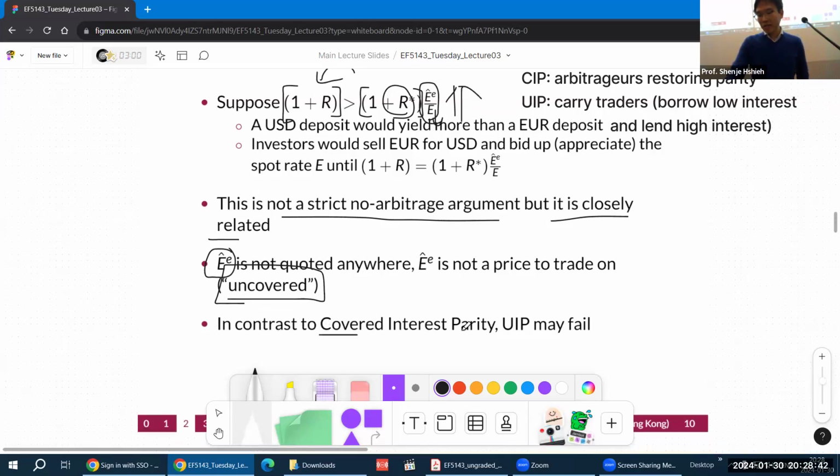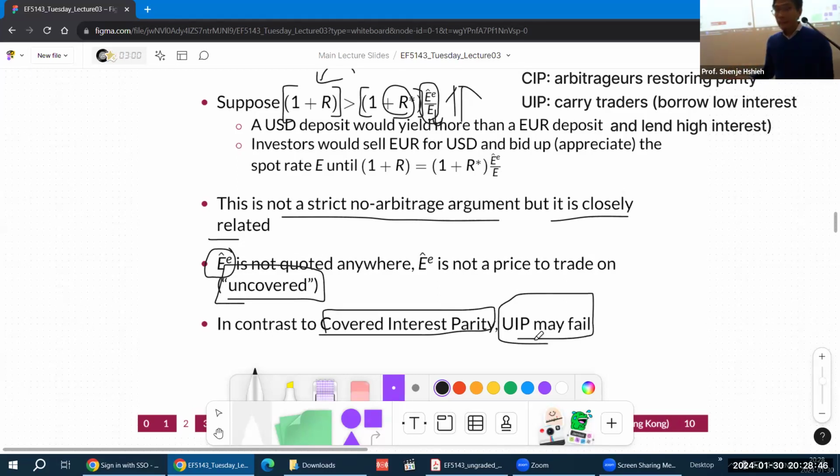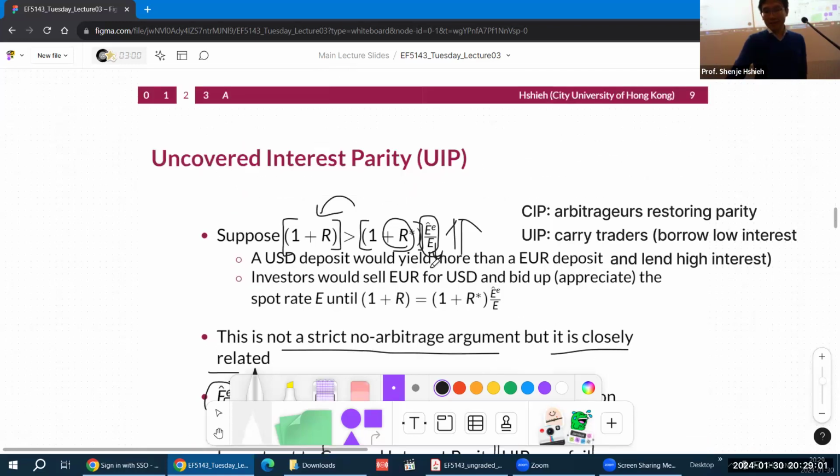In contrast to the covered interest rate parity, it of course will fail. Why? Because we're talking about averages, right? We're not talking about every single instance that has to hold, unlike CIP. CIP has to hold. If it doesn't, free money, right? We're talking about averages, which means that this parity is over thousands and thousands of millions of observations. We consolidate that, we're saying that on average, it should be true.